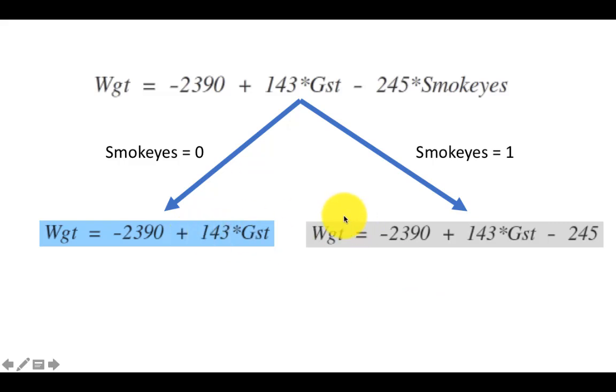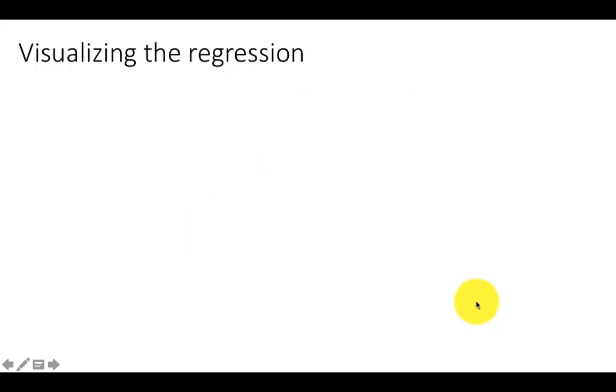Of course, this is just for understanding, because we can simply apply the equation, and if smoke yes is 1, 245 is going to come into play. If smoke yes is 0, it's not. So it's not really two different equations. I'm just showing you that it takes on this form depending on the value of smoke yes.